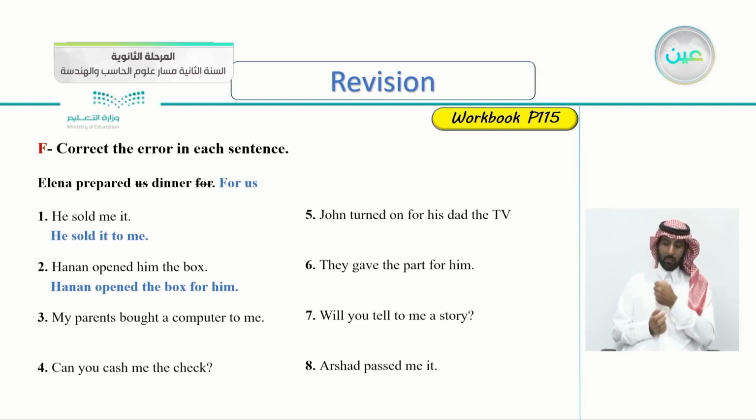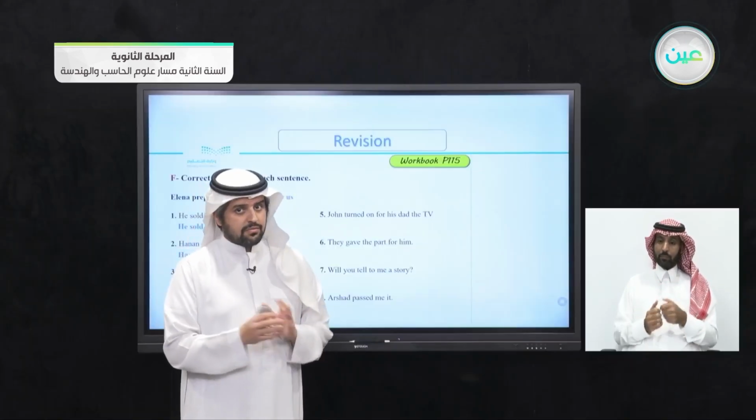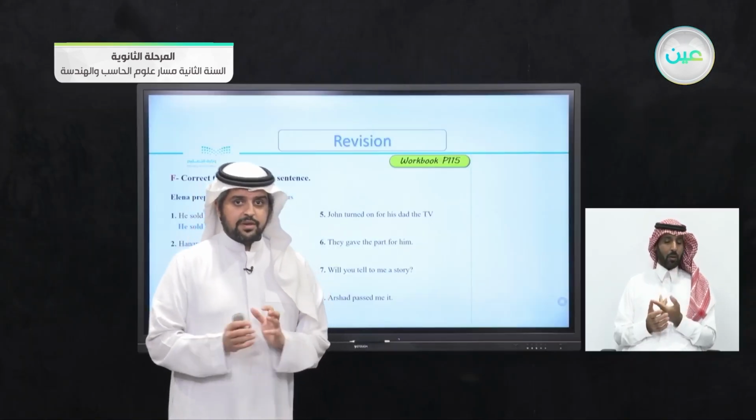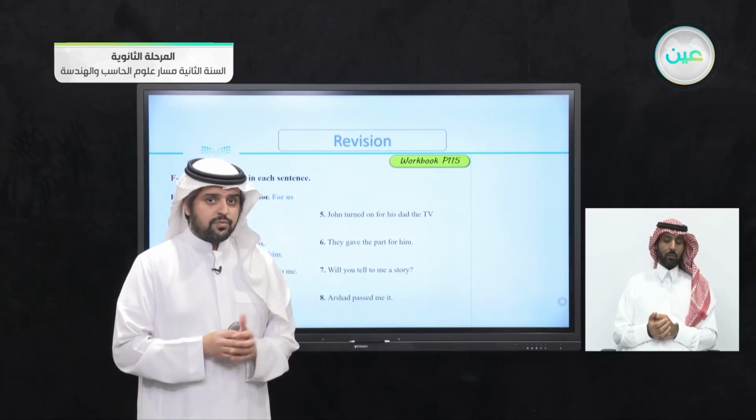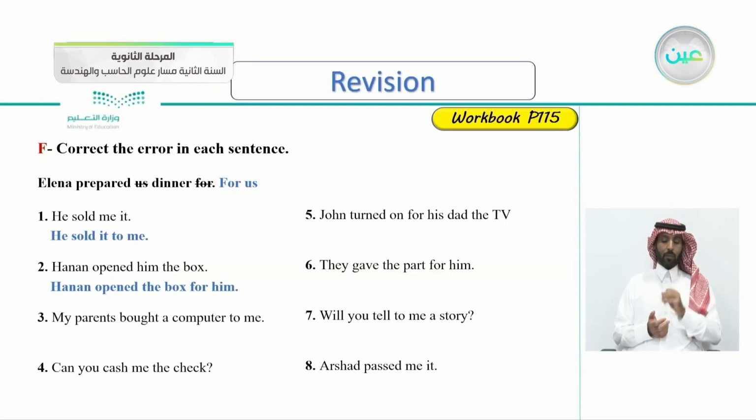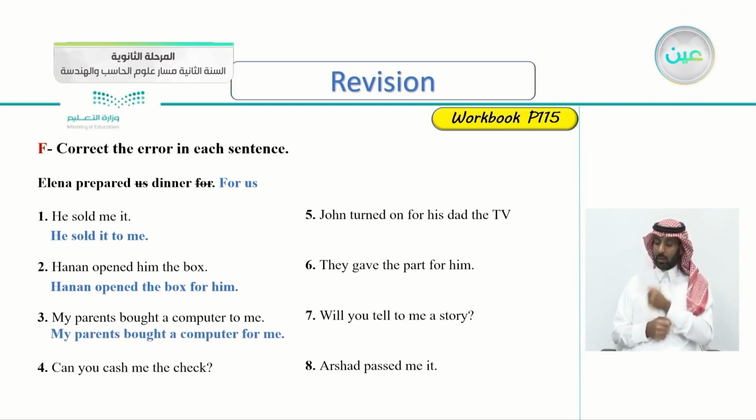My parents bought a computer to me. So I gave you a hint here. Yes, that's correct. My parents bought a computer for me, not to me, for me. So this is the error in this sentence.